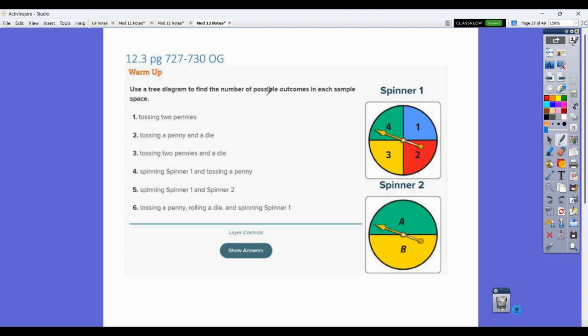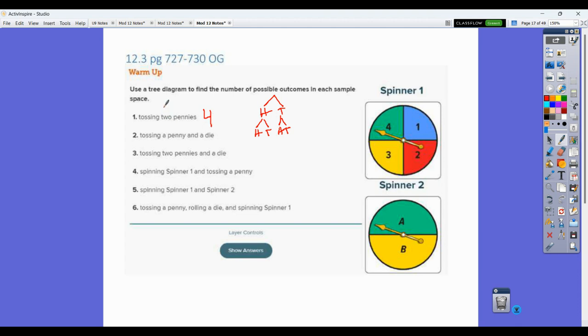So tossing 2 pennies. You toss 1 penny, and that gives you either heads or tails. And then when you toss the second one, you get heads or tails. That's a tree diagram to figure out what you have. So to find the number of possible outcomes in each sample space, you would have 1 with head head, 1 with head tail, 1 with tail head, 1 with tail tail. So you have 4 possible outcomes.